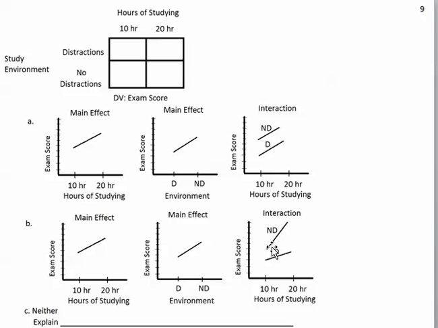If you think that the group that's studying without distractions would benefit more by going from 10 to 20 hours of studying, and the group that's studying with distractions would benefit less by going from 10 to 20 hours of studying, you would choose B. So in choice A, the two groups are benefiting equally from extra studying. In choice B, the group that's studying without distractions is benefiting more from doing extra studying, and the group that's studying with distractions is benefiting less from extra studying. If you think that neither result would appear, circle C.